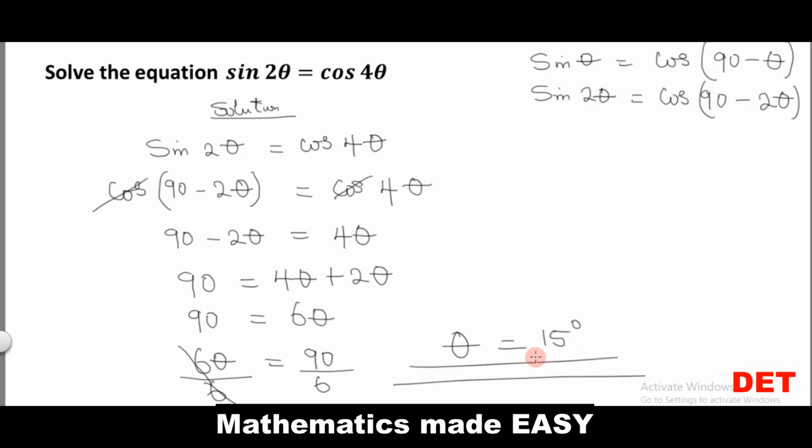So my theta is equal to 15 degrees. Alright, so this is a very simple and straightforward question. The main thing that you should know here is the rule of complementary angles, that sine theta is equal to cos 90 minus theta, and then sine 2 theta is equal to cos 90 minus 2 theta. Alright, very important.